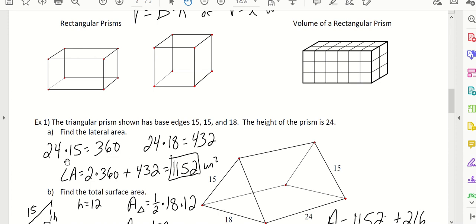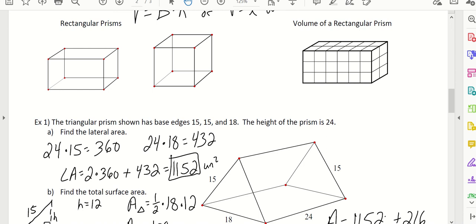So 15 times 24 is 360, and we have 2 of those. So 2 times 360 is going to be 720 for those 2 faces. Now this on the bottom side of this figure here is 18 by 24. So 24 times 18 is 432. 2 times 360 plus 432, we get 1,152 units squared for the lateral area.